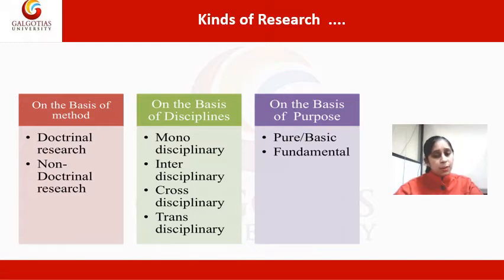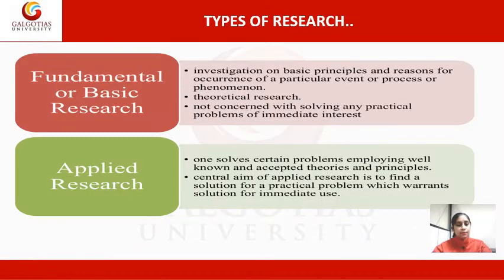On the basis of purpose, research can be pure or basic or fundamental. On the basis of application, research can be categorized into fundamental or basic research, and number two, applied research, which is also called clinical research. These two kinds of research are most popular in the areas of sciences, basic sciences.